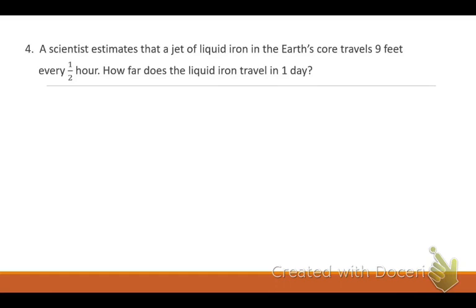Number 4. Scientists estimate that a jet of liquid iron in the Earth's core travels 9 feet for every half an hour. How far does the liquid iron travel in 1 day? Does anyone understand what I need to do first? Shavaria, what's your guess? You need to take 9 feet and put it over 1/2. Okay, so it would be like 9 feet per every half an hour. She showed it to us with the fraction bar, and she is dividing for every half an hour.